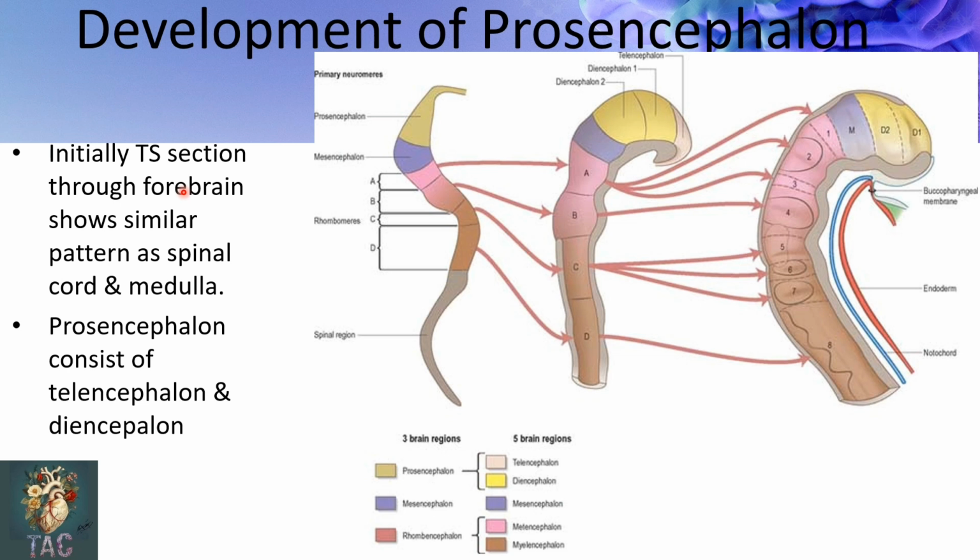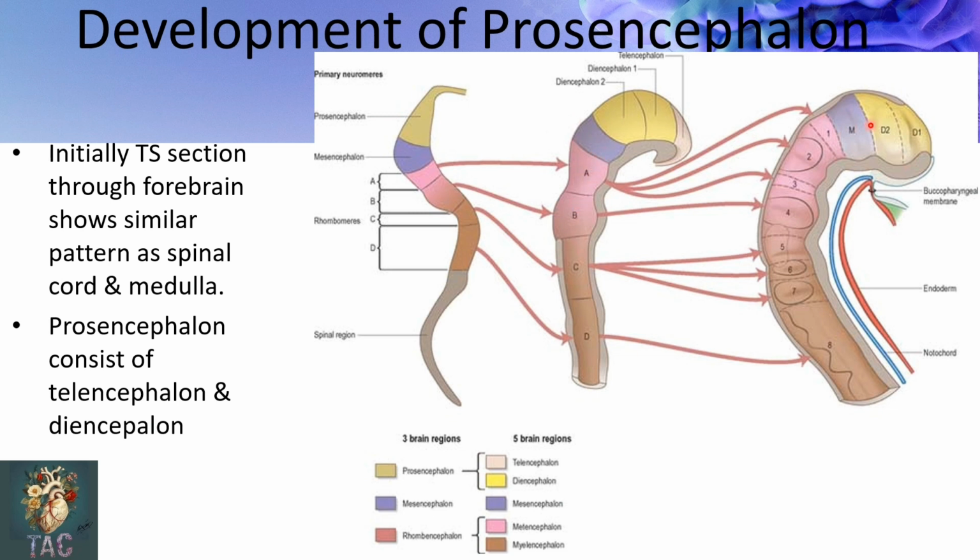Initially, the transverse section through the forebrain shows a similar pattern as the spinal cord and the medulla. So in this longitudinal section, you can see this is the area of the prosencephalon, this is the area of the mesencephalon, this is the area of the rhombencephalon, and then the spinal cord. Here you can see the prosencephalon now divided into the telencephalon and the diencephalon. Diencephalon again divided into diencephalon 1 and 2, and then the mesencephalon is here, and then the rhombencephalon.